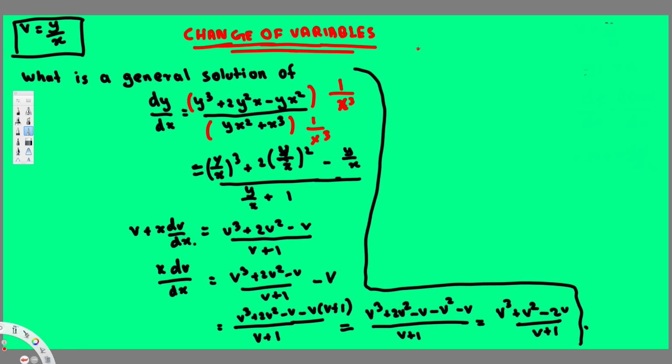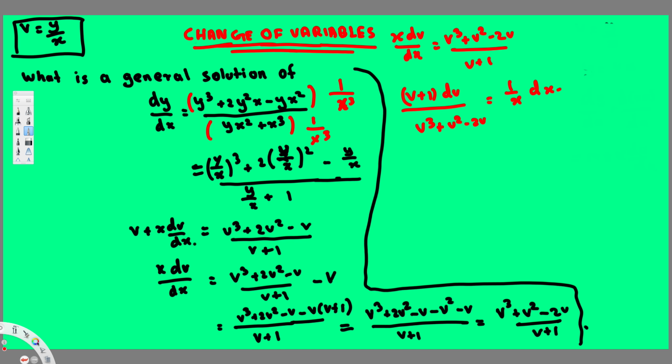And x dv over dx is equal to this one, v cube plus v square minus 2v over v plus 1. Now this is separable, so we can bring all the v values to one side, all the x values to the other side. Since we have dv on the numerator in the left side, we can bring all the v's to the left side. So this is going to be v plus 1 dv over v cube plus v square minus 2v, and in the other side we are going to have 1 over x dx. Now we have to integrate both sides.